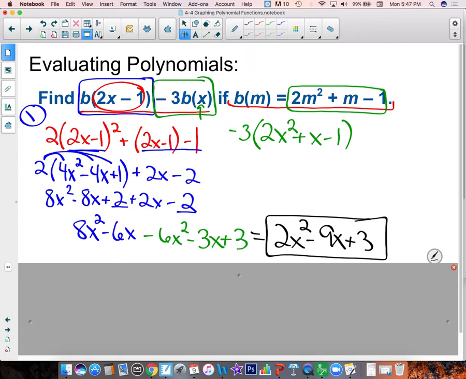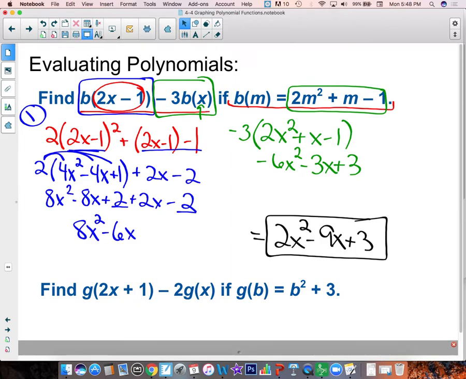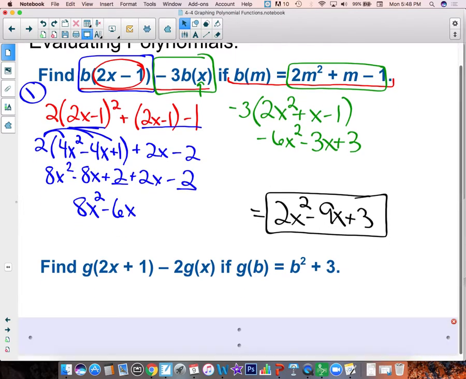So I did these two individual pieces here. I did the blue first, which is that b of 2x minus 1, and then I did the green, which is that -3 times b of x. I did that just to organize it a little bit, that way you don't try to do it all at once. Break it down in pieces, it makes it a little bit easier. So go ahead and try that one now. Please pause the video and have students try that one, and I will work through it after you press play.